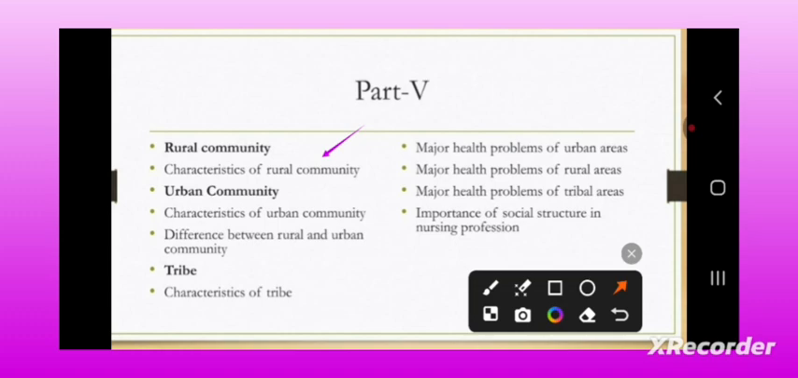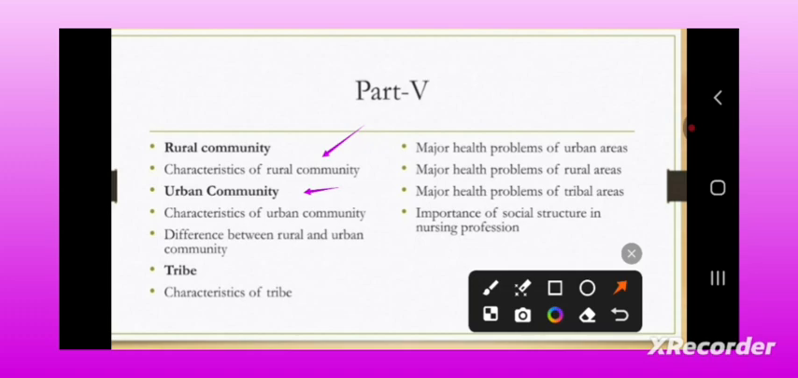Urban community. This refers to large, densely populated cities and metropolitan areas. Characteristics of an urban community typically include complex social structure, diverse population, high population density, reliance on a service or industrial economy, specialized roles, formal and impersonal relationships, and a rapid pace of social change.